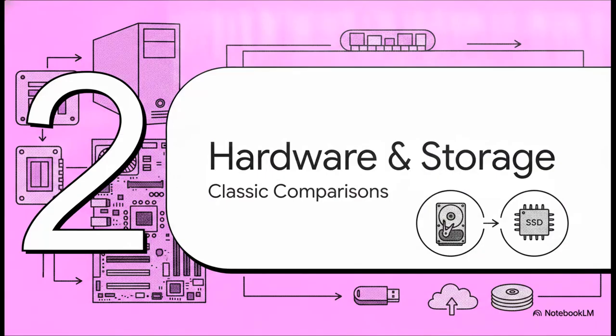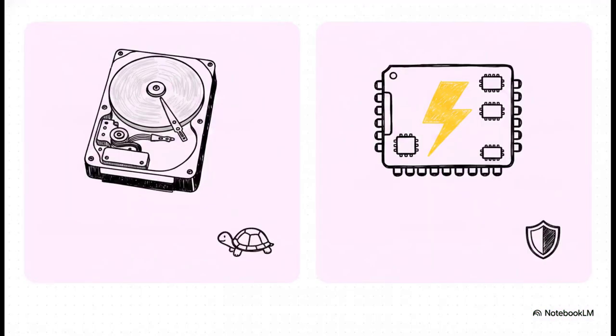Moving on to Section 2, Hardware and Storage Basics. You'll definitely get asked to explain the difference between an HDD and an SSD. The traditional hard disk drive uses spinning disks and mechanical arms. Because it has physical moving parts, it's inherently slower, though it does remain cheaper for massive storage capacity. Now contrast that with a solid-state drive, or SSD. These use flash memory, which means zero moving parts. That translates to lightning-fast read and write speeds and way higher reliability, even though it's more expensive per gigabyte. Highlighting that physical versus flash memory difference is key.